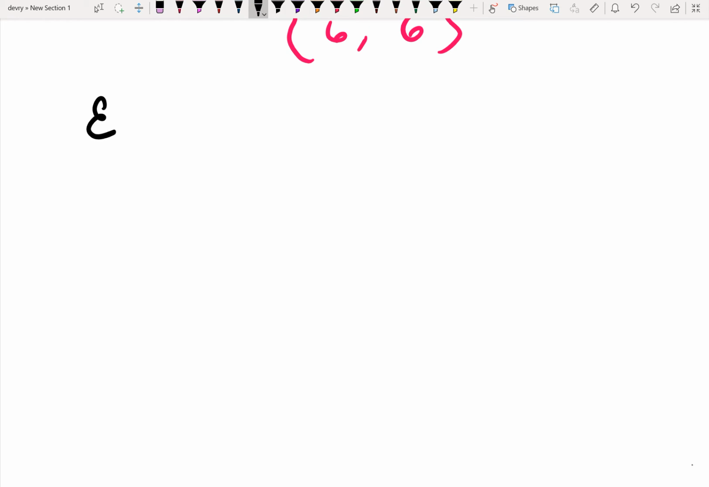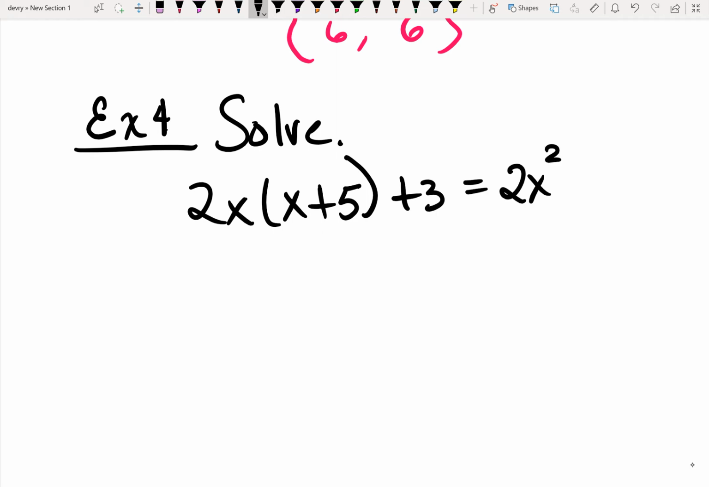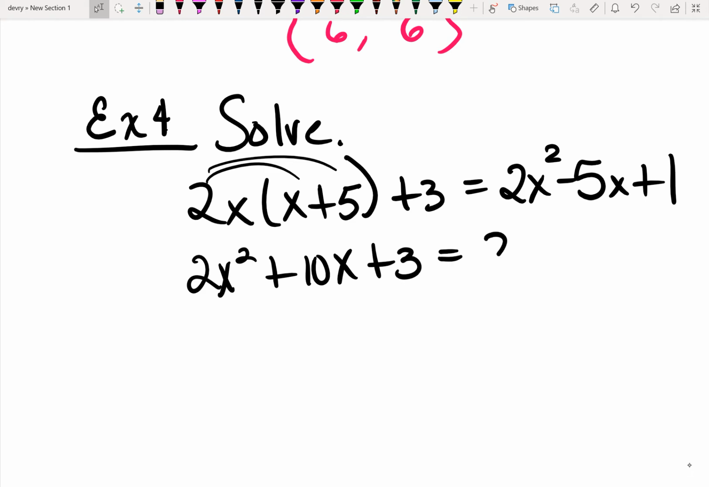Example 4. In example 4, we're doing more of the same. We're going to solve. And so I have 2x times x plus 5 plus 3 equal to 2x squared minus 5x plus 1. And so the first thing I would do is I would distribute again. This will give me 2x squared plus 10x plus 3, and that's equal to 2x squared minus 5x plus 1.